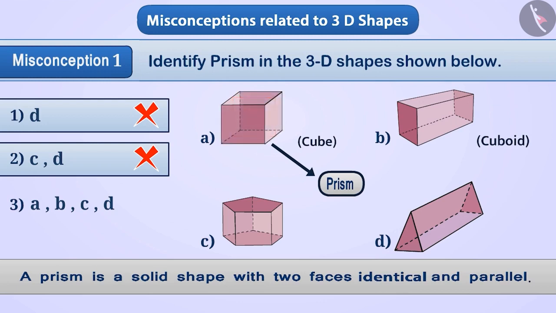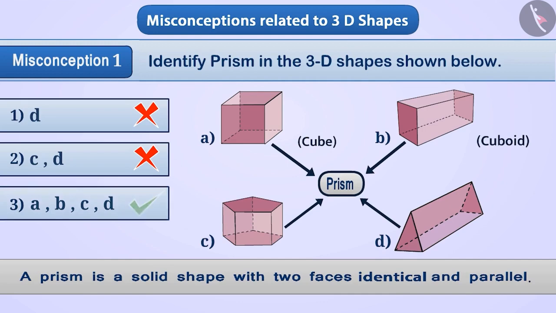Similarly, in the case of cuboid given in figure B, it also has two faces identical and parallel, so it is also a prism. Similarly, in the figures C and D, we can see that the two faces are identical and parallel, so this is also a prism. In this way, the correct option is option 3.